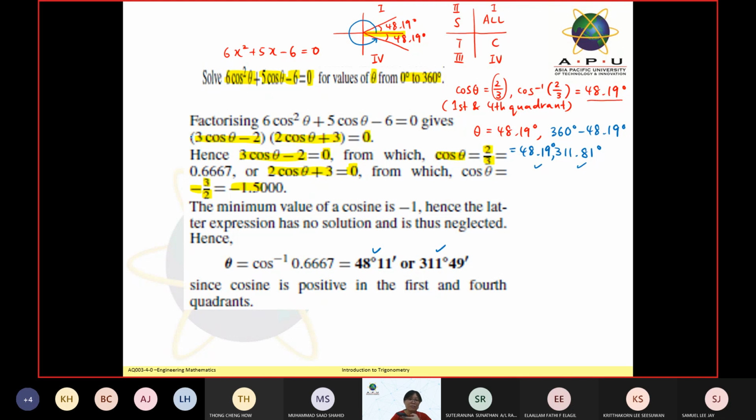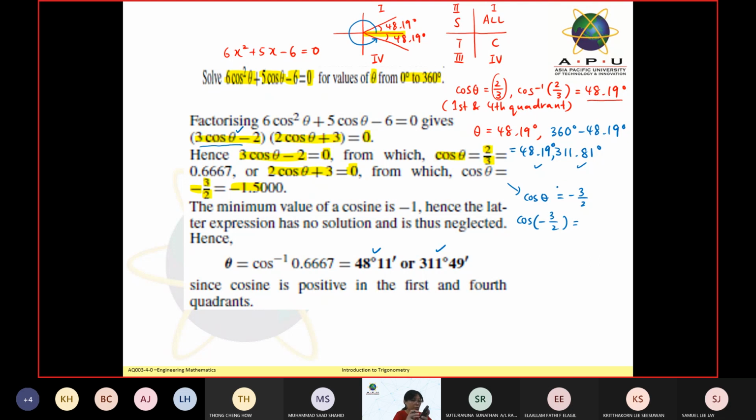So we are already done for the first bracket, and we get the answer. Then for the second bracket, 2 cos theta plus 3, as I said just now, cos theta equals -3/2. If you try to find cos -3/2, what happens? Your calculator will show you a math error.